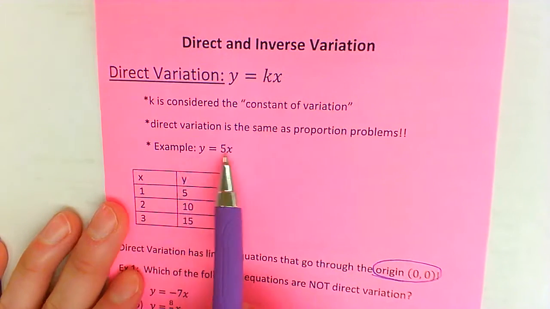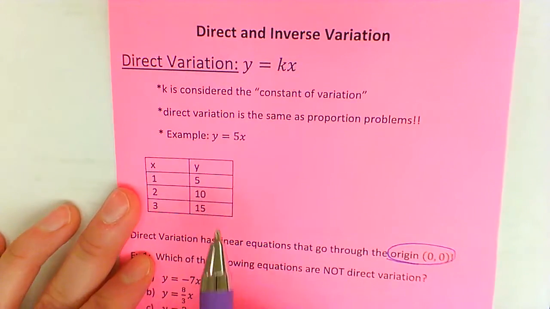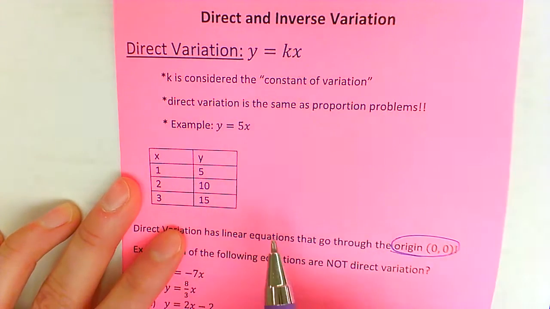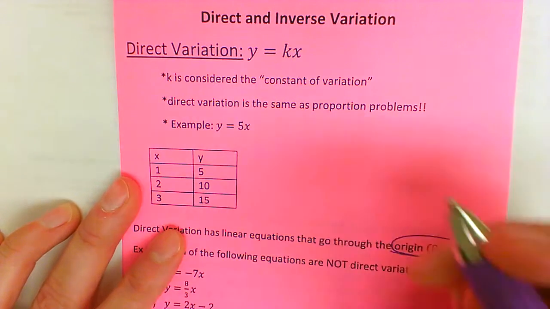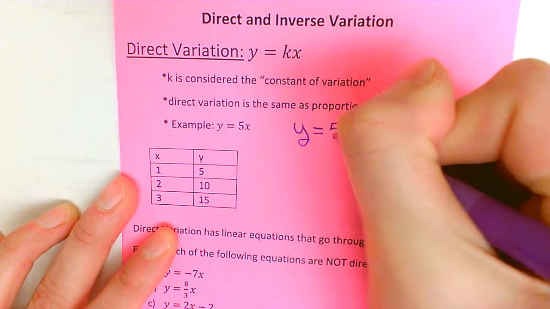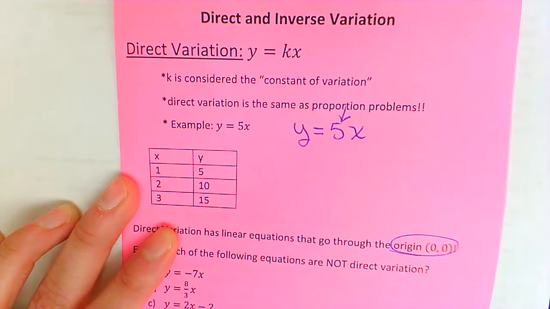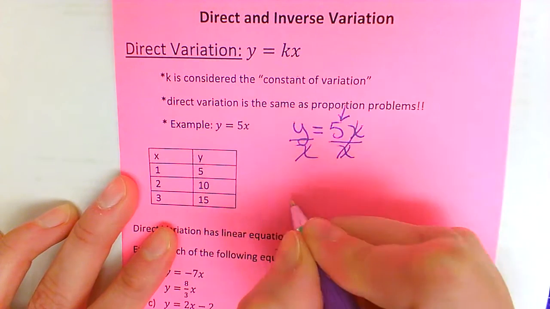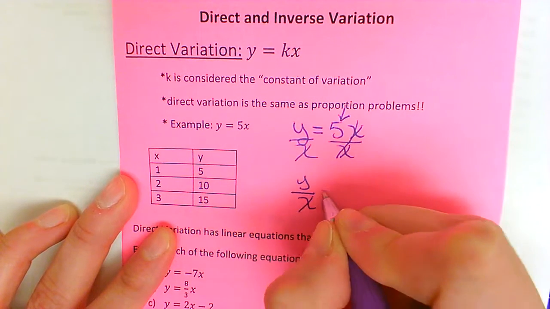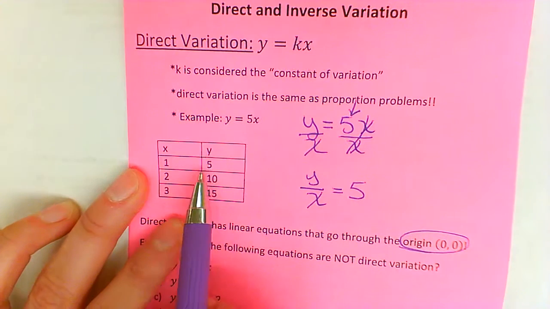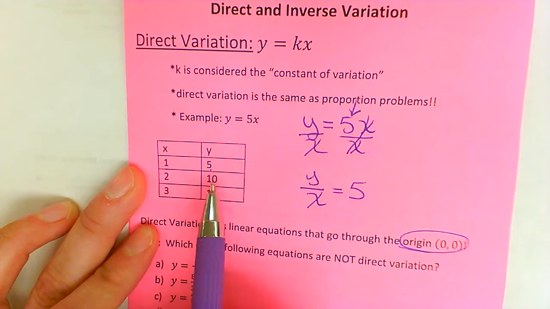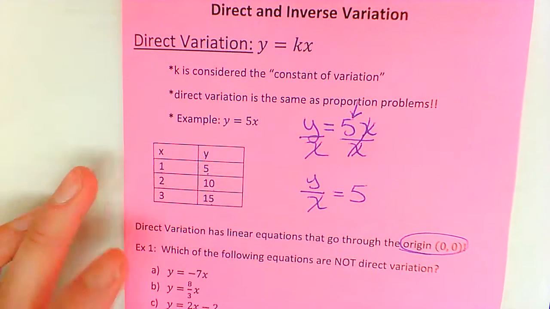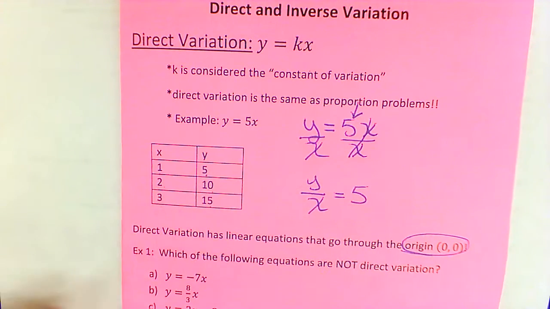Okay, so an example of direct variation, y = 5x. The way that you can tell something is a direct variation from a table is to divide your y and x values. And here's the reason why. If I know that 5 is my constant of variation and I was trying to get it alone, I would divide both sides by x, which gives me y divided by x is equal to 5. Which makes sense because 5 divided by 1 is 5, 10 divided by 2 is 5, and 15 divided by 3 is also 5. So that's what makes it a direct variation.